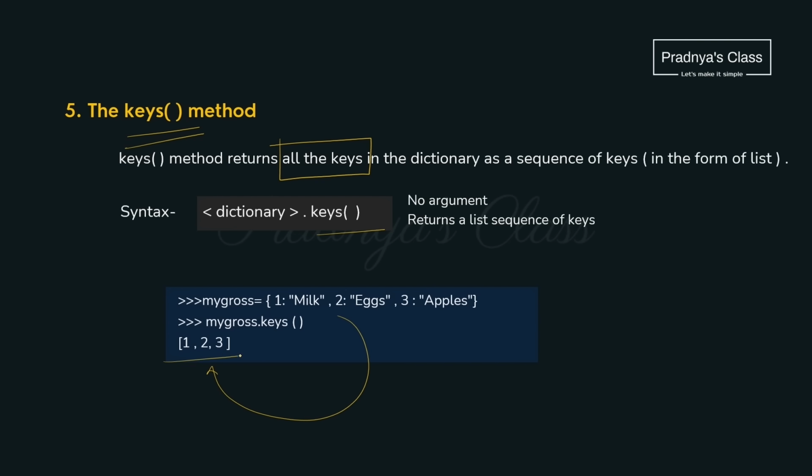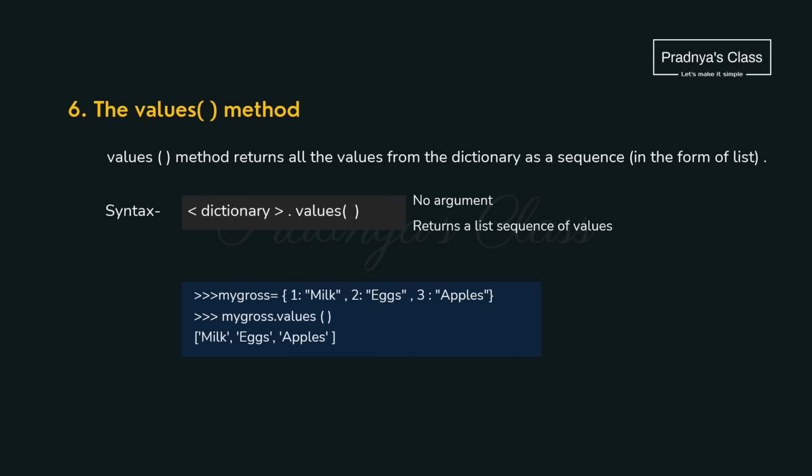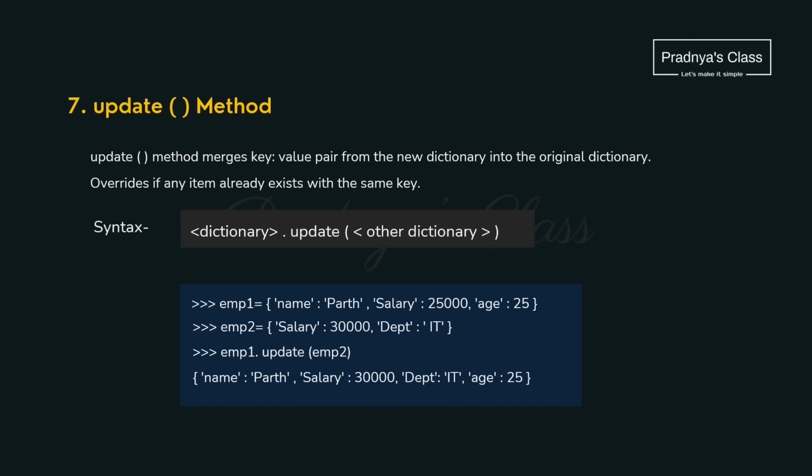We got all the keys in the form of list. As we have keys method to get all the keys, we have values method to get all the values of the dictionary. The syntax is simple. Look at the example. We got all the values: milk, eggs and apples. This is also one of the important methods of the dictionary. We may get 1 mark question in the board paper based on it.